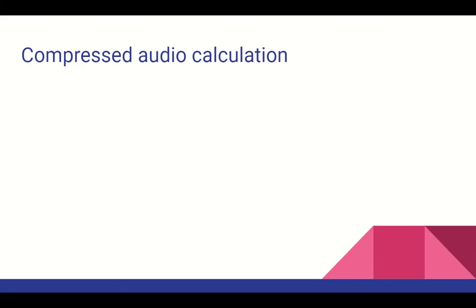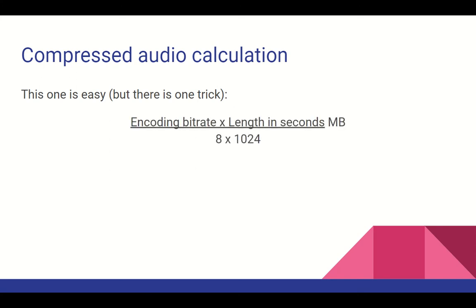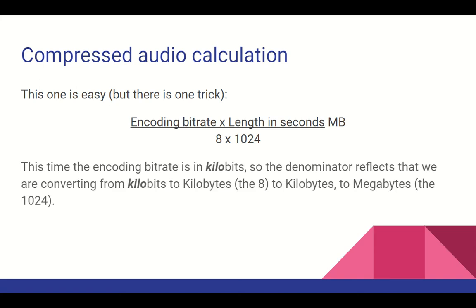Okay. Let's do the calculation. This one is easy, but there is one trick to it. My encoding bit rate times my length in seconds. So to get my encoding bit rate, is it already in kilobits? So the 8 there gets me to kilobytes. The 1024 gets me to megabytes. You'll notice that that's a different denominator to the other equations. Kilobits to kilobytes, kilobytes to megabytes. And that's a tricky one. And this time the encoding bit rate, yep, the denominator reflects that we are converting from kilobits to kilobytes.